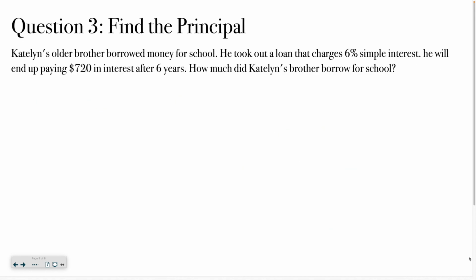This is the last question. I want you to solve this one on your own. Caitlin's older brother borrowed money for school. He took out a loan that charges 6% simple interest. He will end up paying $720 in interest after 6 years. How much did Caitlin's brother borrow for school? So go ahead and solve this one on your own. Good luck.